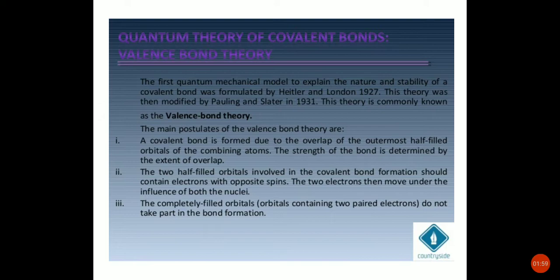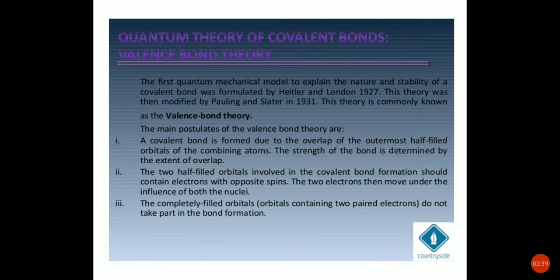That is the meaning. And the second postulate is the two half-filled orbitals involved. The main point is the orbitals which take part in bonding are half-filled orbitals. The two half-filled orbitals involved in the covalent bond formation should contain electrons with opposite spins. Spin means direction of rotation. So, the electrons which take part in bond formation should have opposite spin. The two electrons then move under the influence of both the nuclei.